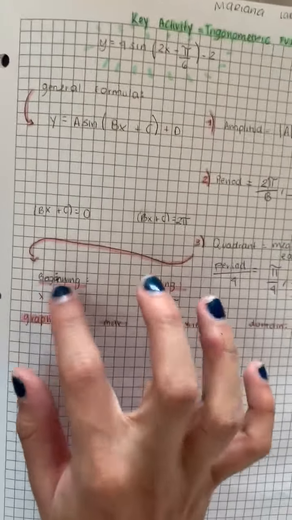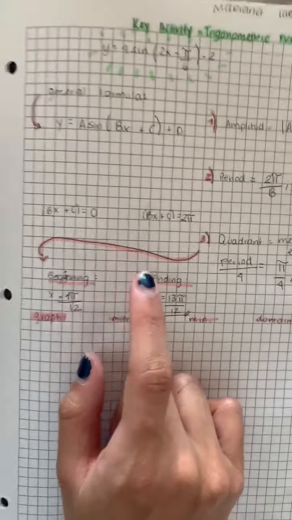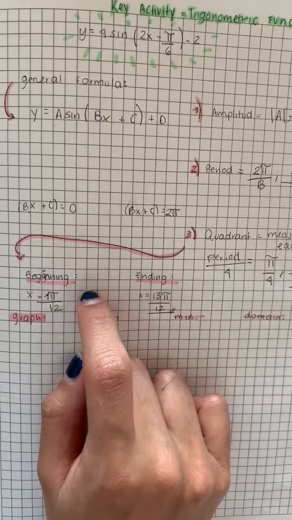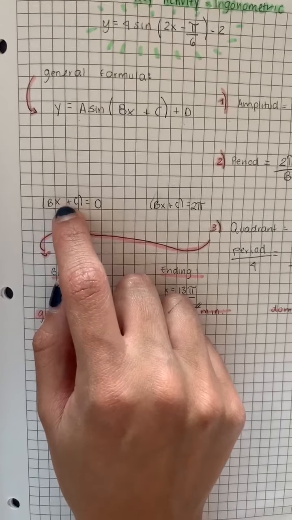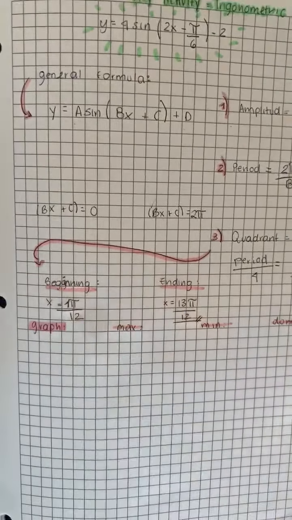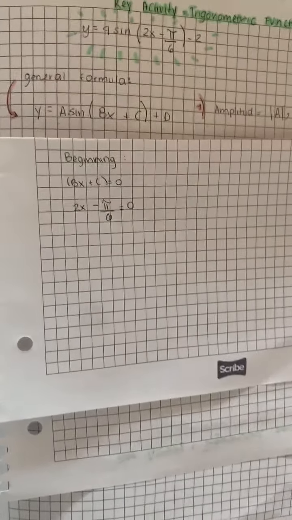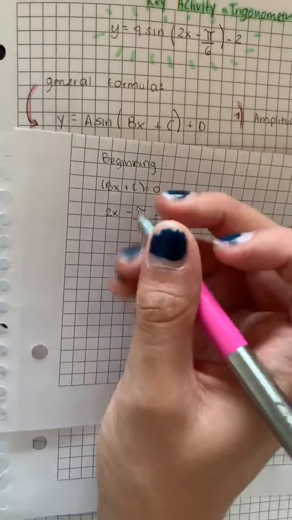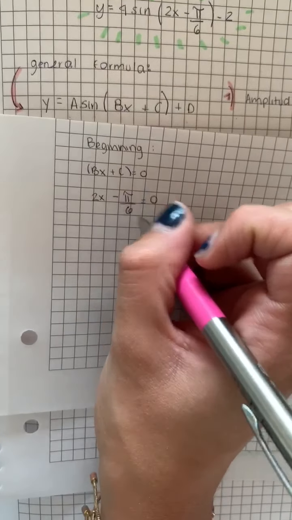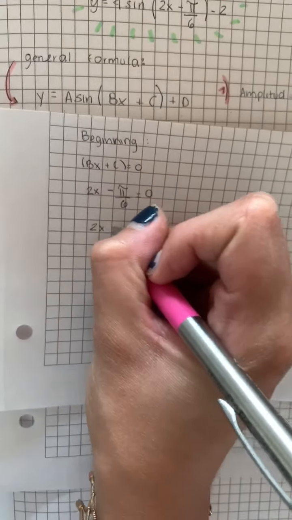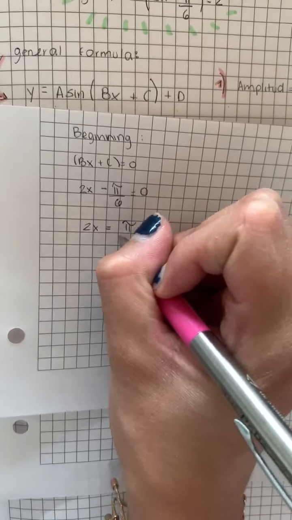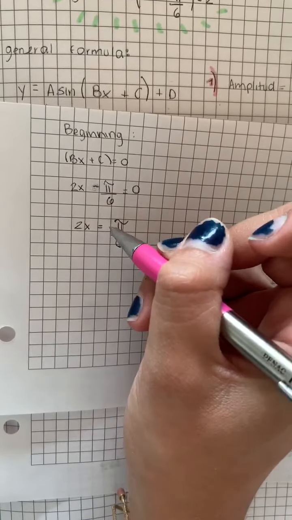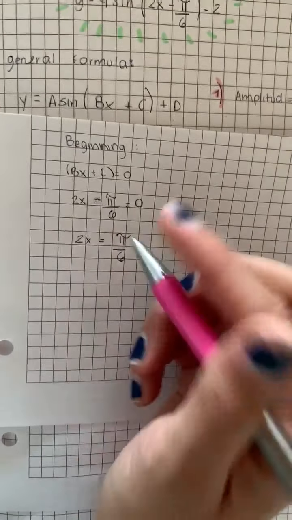Then, before starting to graph your problem, you're going to take the beginning. Your formula for getting the beginning is bx plus c equals 0. So we're getting out the beginning step by step. Here you have all your change values, and it's this. So you're going to move everything to that side. 2x equals pi over 6, because your negative sign will change into positive. So this is a positive sign.